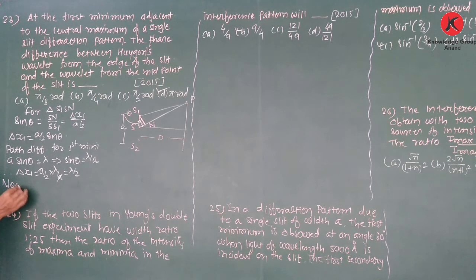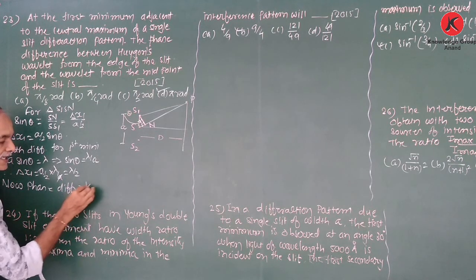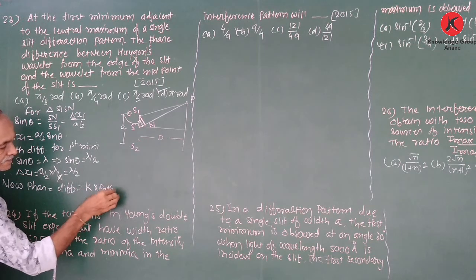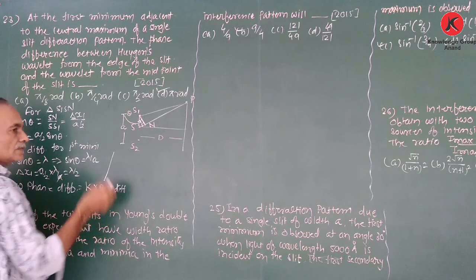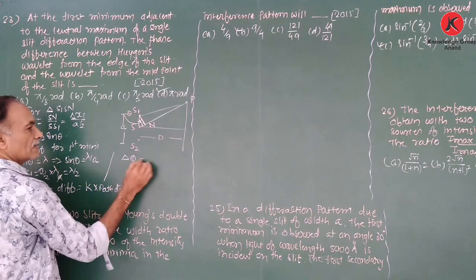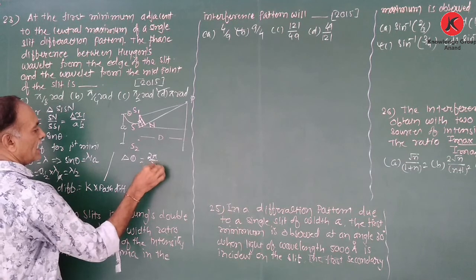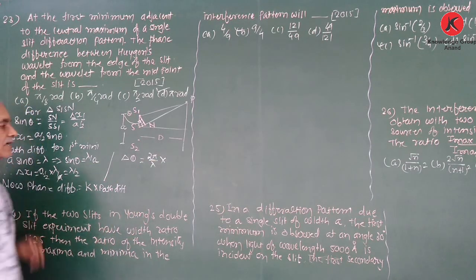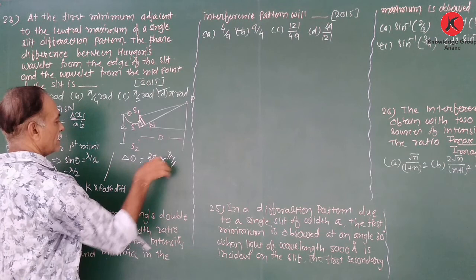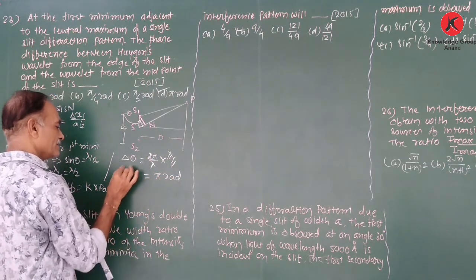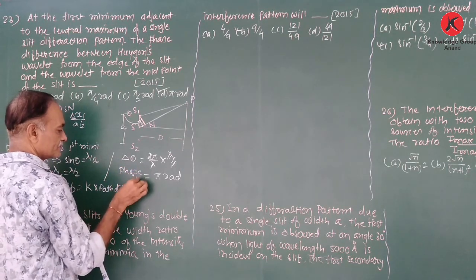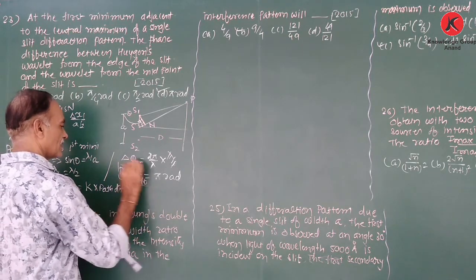Now, the phase difference. The phase difference is equal to k into path difference, where k is 2 pi upon lambda. So delta phi is equal to 2 pi upon lambda into path difference, which is lambda by 2. Lambda by 2, lambda by 2 cancel. Therefore, pi radian is the phase difference. That is our answer.